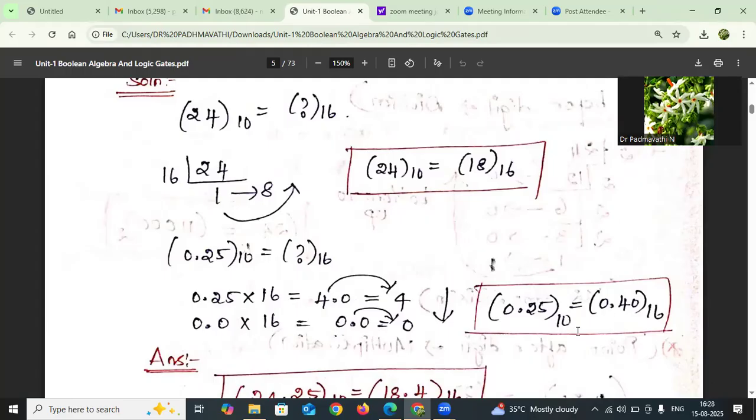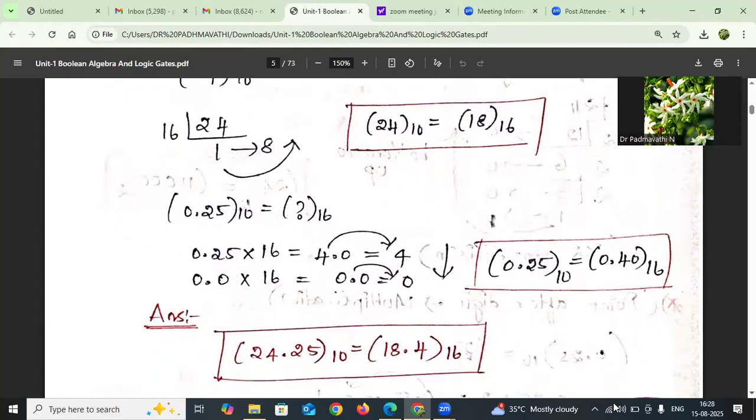So now here we are using the top-down approach, and there we are using the bottom-up approach. If you combine these outcomes, then we are receiving the 24.25 decimal value as the hexadecimal representation 18.4. Like that only we can do the remaining conversions.